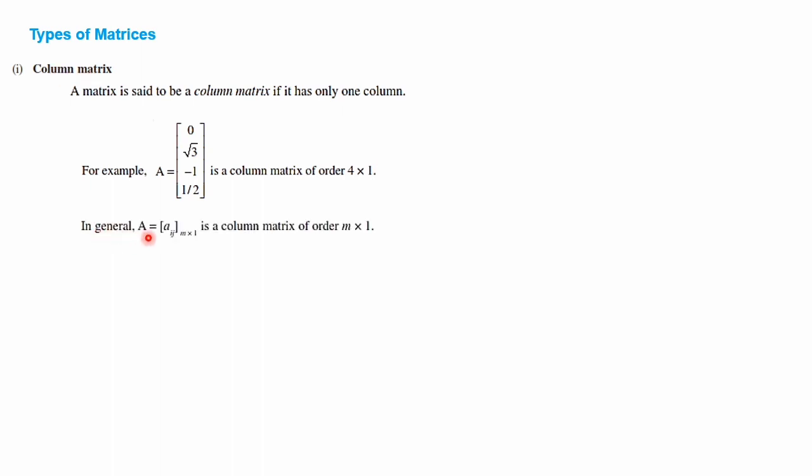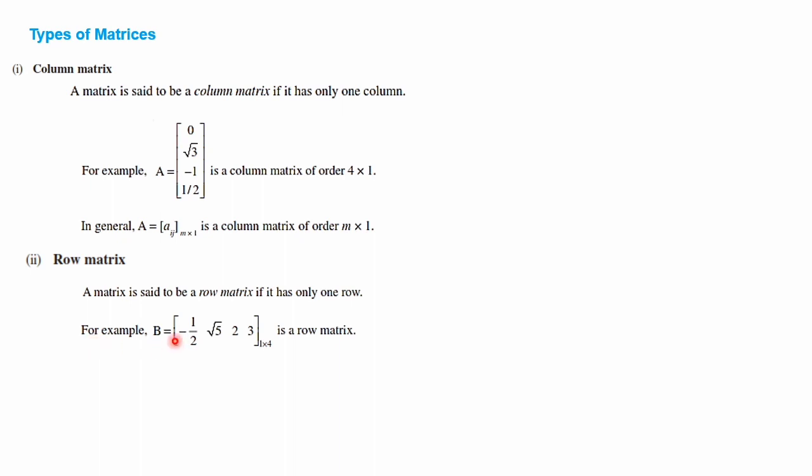In general, A is equal to matrix aij of order M by N. The first one stands for the number of rows, the second one stands for the number of columns. Here the number of columns is 1, so it is a column matrix of order M by 1. Next is a row matrix. In column matrix, we have discussed that a matrix is said to be a column matrix if it has only one column. Similarly, a matrix is said to be a row matrix if it has only one row. For example, if you take B is equal to matrix minus 1 by 2, root 5, 2, 3.